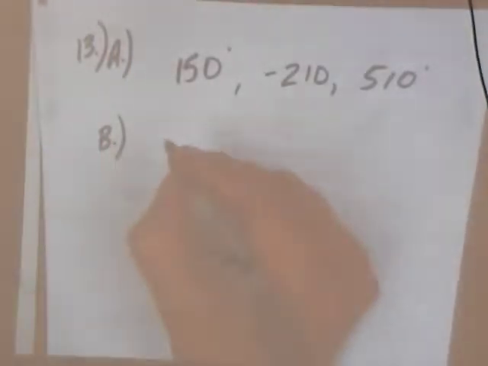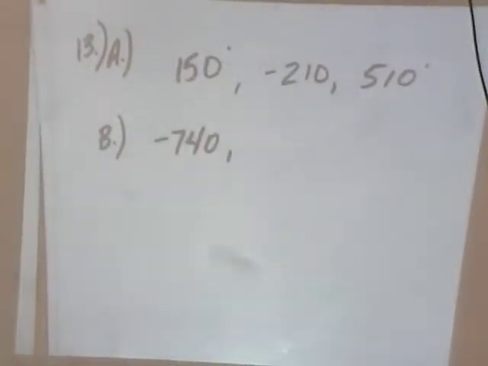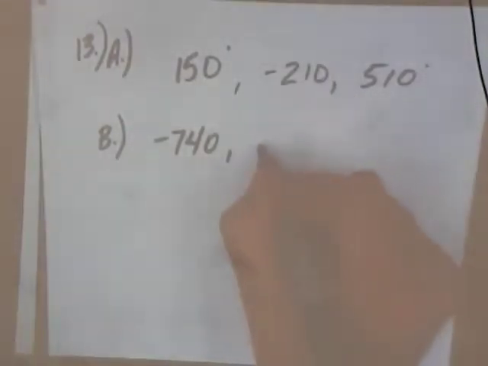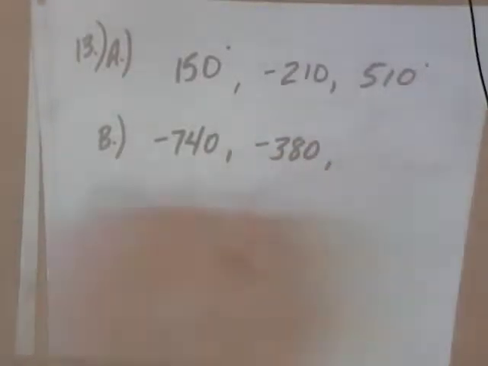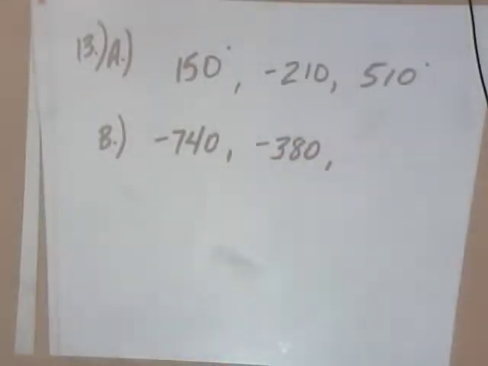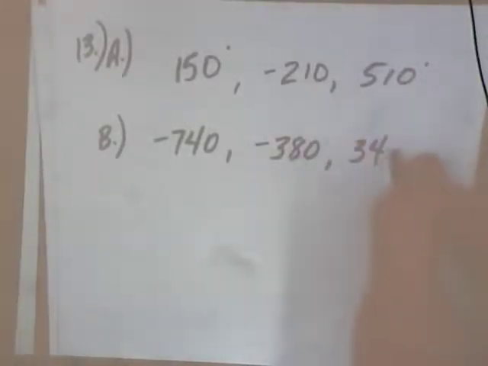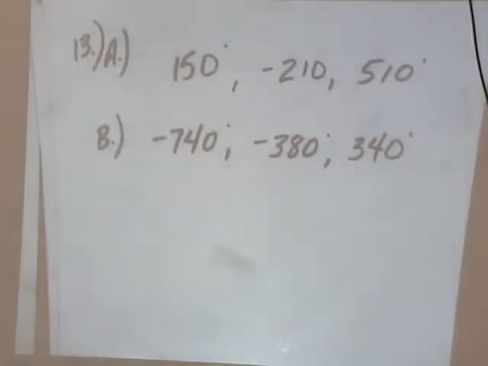All right, B is negative 740 degrees. If I add 360 to that, I'll still have a negative one, so that's negative 380. And then I've got to add 360 to that twice to find a positive one, because it wants one positive and one negative. So 340 degrees, right? So just keep adding until you get a positive. No matter what, you take one negative, one positive.